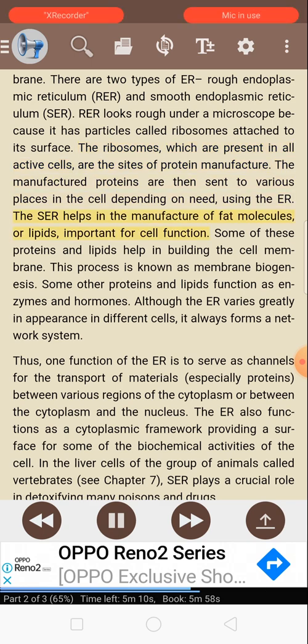The SER helps in the manufacture of fat molecules or lipids important for cell function. Some of these proteins and lipids help in building the cell membrane. This process is known as membrane biogenesis. Some other proteins and lipids function as enzymes and hormones.